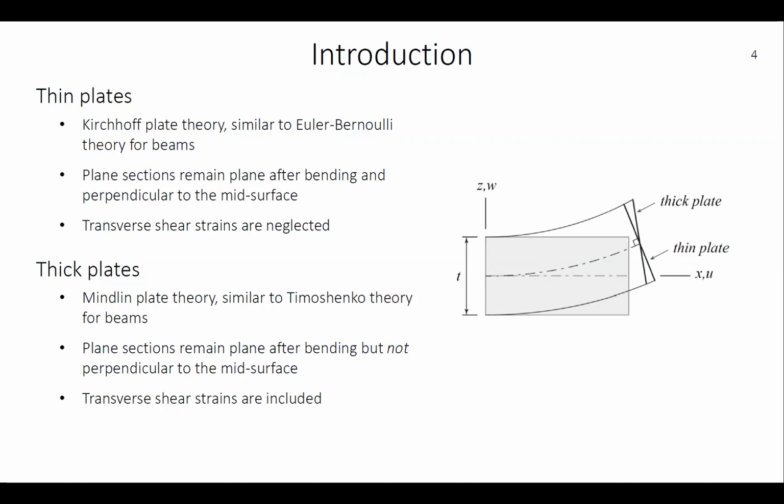If you have the thick plate theory, named Mindlin plate theory, it's similar to Timoshenko theory for beams, and this was developed, I believe, in the 1950s. So for the thick plate theory, we still assume that plane sections remain plane after bending, but not necessarily perpendicular to the mid surface. So you have another slope there. And in those elements, transverse shear strains are included. So those are the fundamental differences.